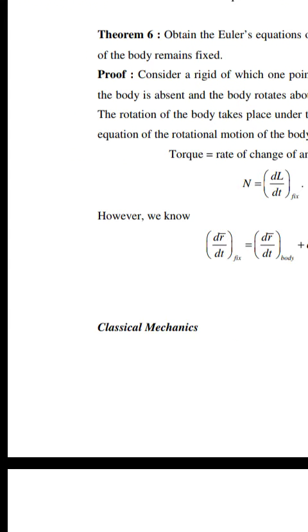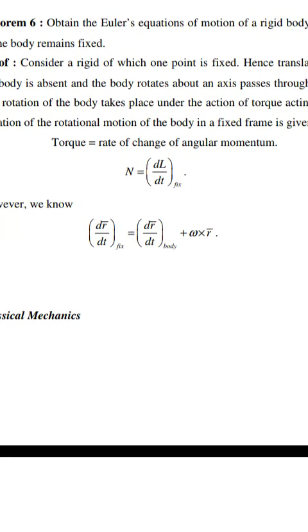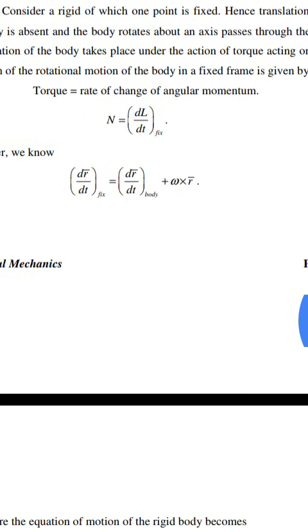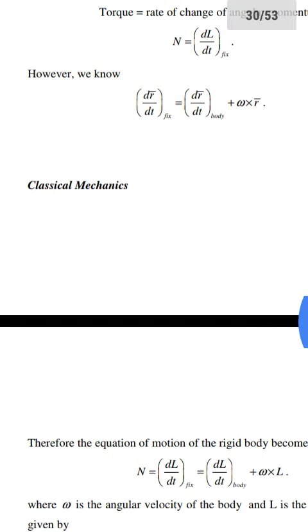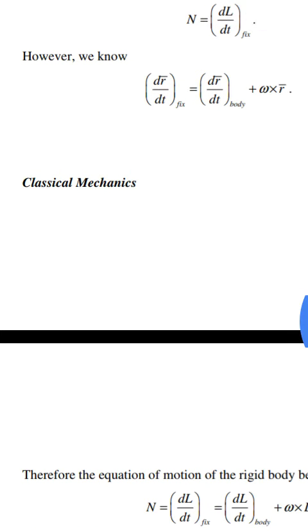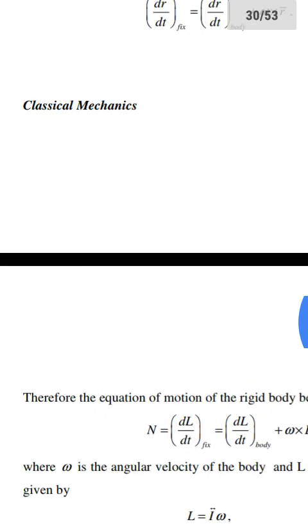Thus, the equation of the rotational motion of the body in a fixed frame is given by torque is equal to rate of change of angular momentum. N is equal to dL by dt at fixed. However, we know dr by dt fixed is equal to dr by dt at body plus w cross r.